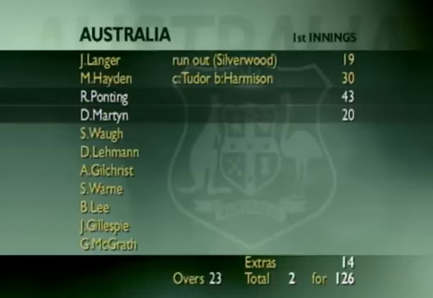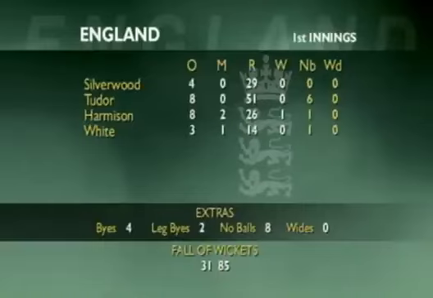126 for 2 when the Australians finished the day. That is just 59 behind England. Doesn't Ricky Ponting look in outstanding touch? Matthew Hayden perhaps playing a shot too many. Could he be the victim of overconfidence? Well, it's something for England to cling on to. An awful lot of work for England to do tomorrow.